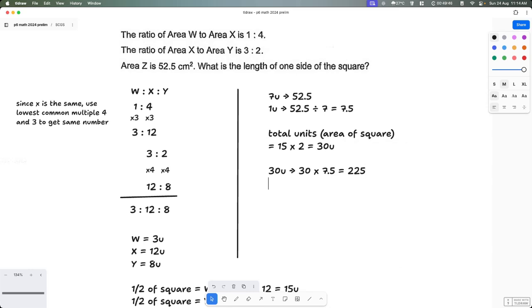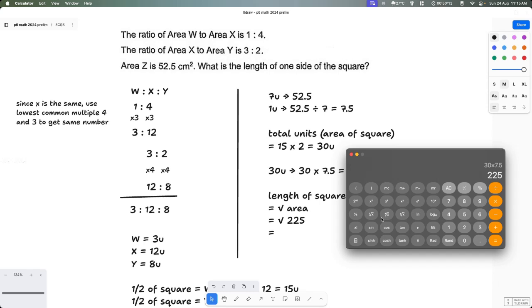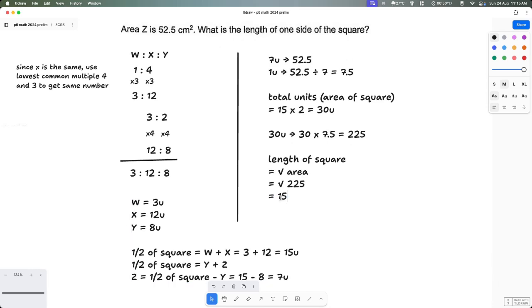To get the length of the square, it is equal to the root of the area. So in this case, we get the root of 225. I don't know if it's 15, maybe I'm wrong, so let me use the scientific calculator. The square root of 225 is 15. There you go, so the length of the square is 15 centimeters.